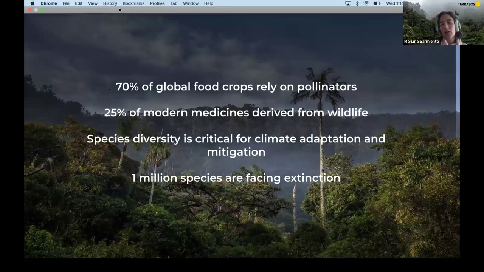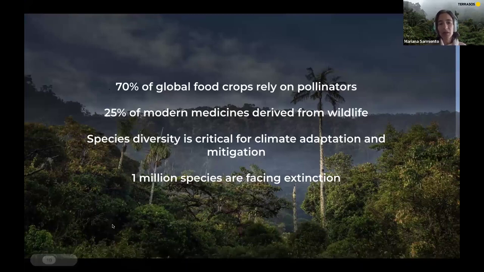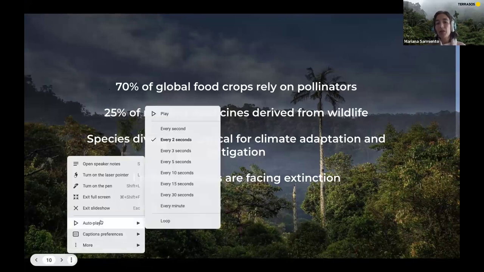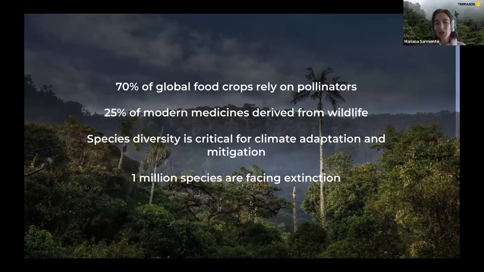Other reasons why we need to invest in biodiversity: the reality that global food crops rely on pollinators. In the case of Colombia, for example, but also the rest of the world, coffee varieties depend on these pollinators. So all the wonderful coffee that everybody drinks around the world in a way depends on the biodiversity that we have in Colombia. 25% of modern medicines are derived from wildlife. Species diversity is critical for climate change adaptation and mitigation, and at least 1 million species are facing extinction.